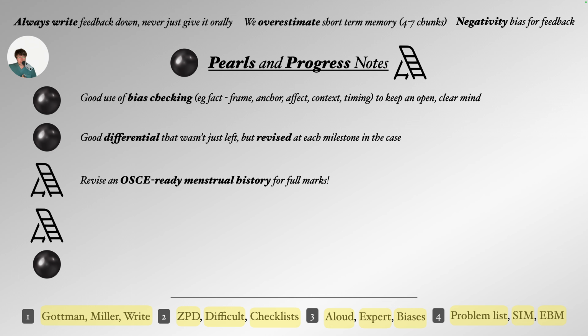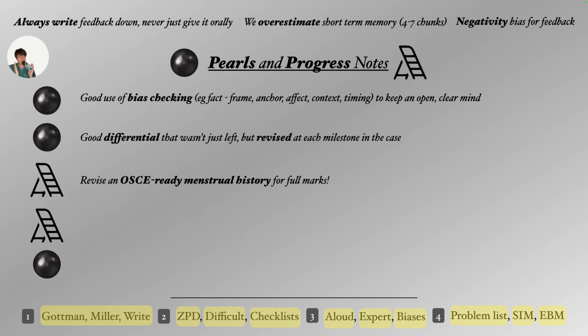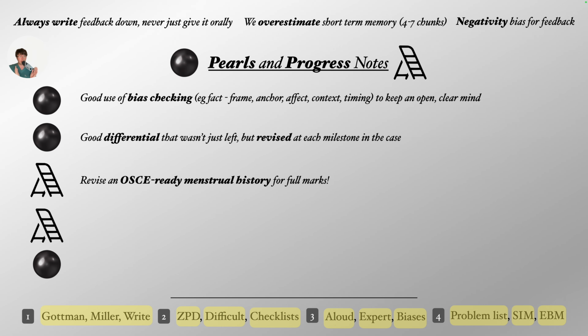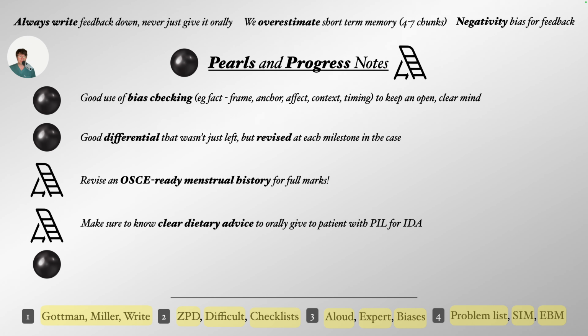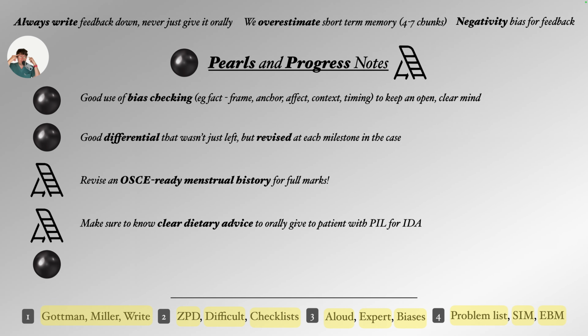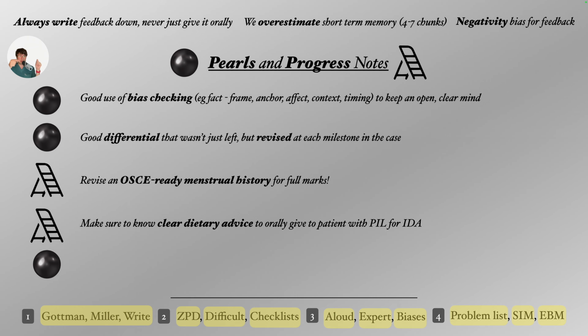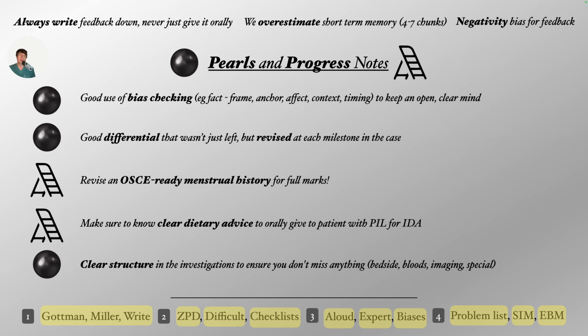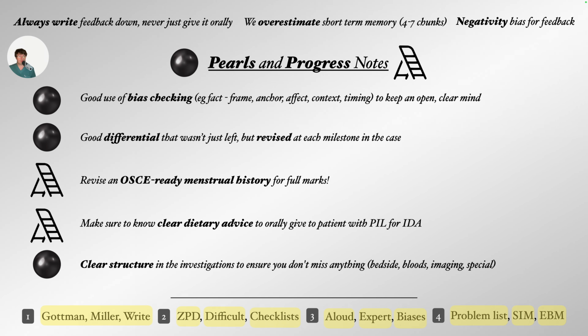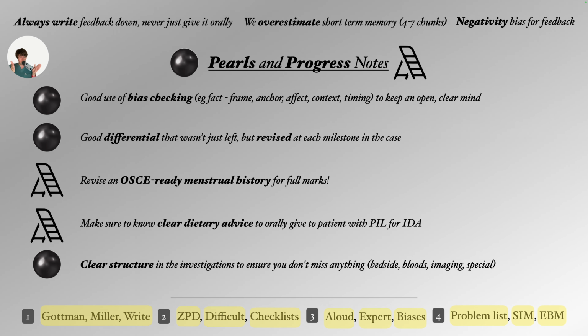You didn't do a menstrual history, so just make sure you go and have a look at the OSCE notes to make sure that you have those clinical skills, that you can do a menstrual history. And make sure that you know clear dietary advice. So what dietary advice are you actually going to give this patient so that they can have some iron? And then clear structure in the investigations, which you did, which was great. So you did bedside, bloods, imaging, and special. So that was really good. And make sure that you stick to that.